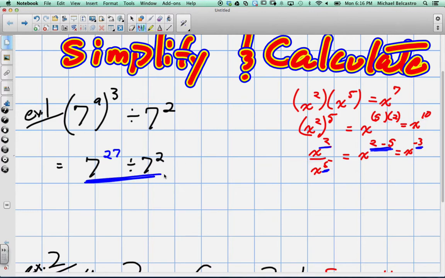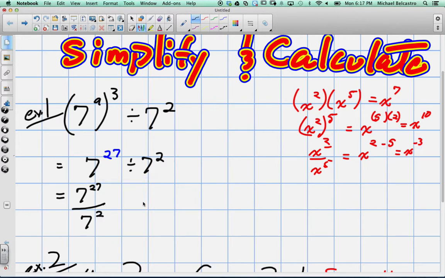So I'm going to rewrite this as a fraction. 7 to the power of 27 over 7 to the power of 2. To simplify that, I don't have room down here, so I'm going to go to the right. The base stays the same, and we subtract the two exponents. So 27 subtract 2, and that ends up as 7 to the power of 25. That is only the simplified part.